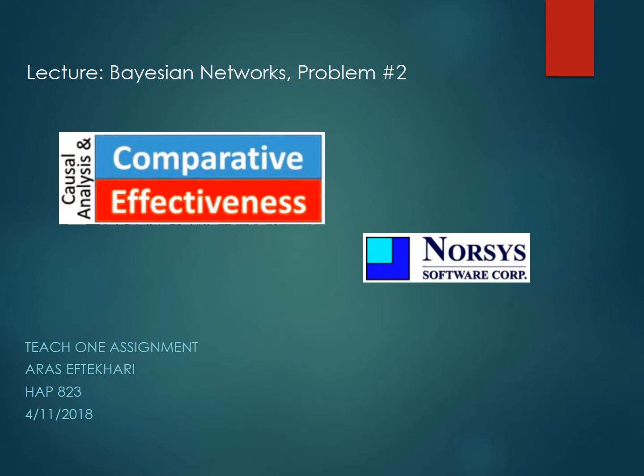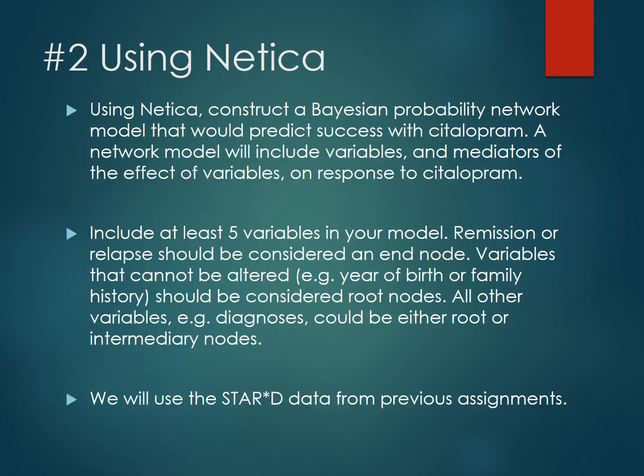I'm going to be doing problem number 2 in the Bayesian networks lecture. Problem number 2 states, using Netica, construct a Bayesian probability network model that would predict success with citalopram. You need to include at least 5 variables in your model, and remission or relapse should be considered the end node. We will be using the *D data from previous assignments.